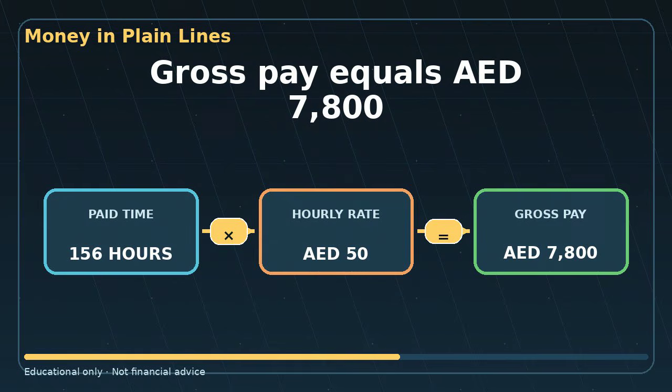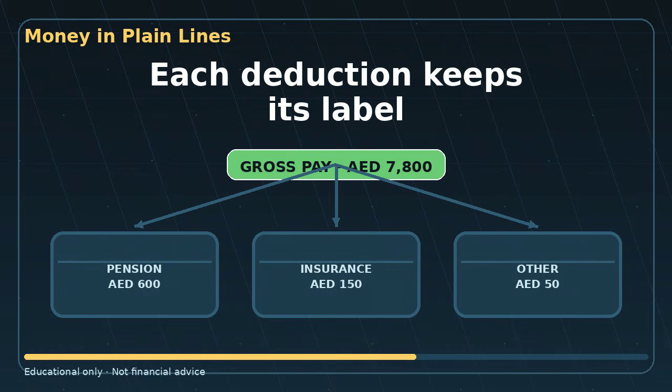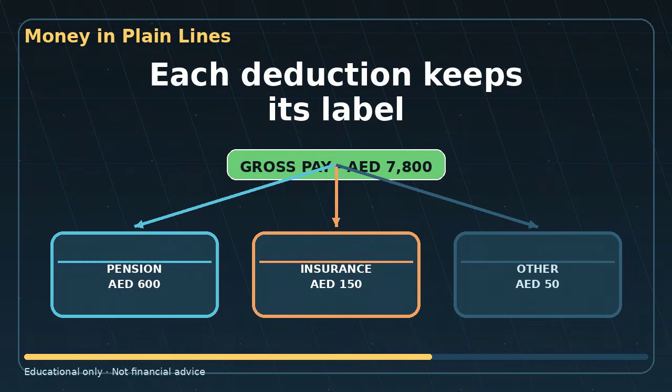AED 7,800 gross pay minus AED 800 total deductions equals AED 7,000 net pay. The order is visible: first calculate gross from paid time and rate, then total the listed deductions, then subtract that total. Net pay is not another rate and it is not an extra charge. It is the remainder after the displayed deduction lines.